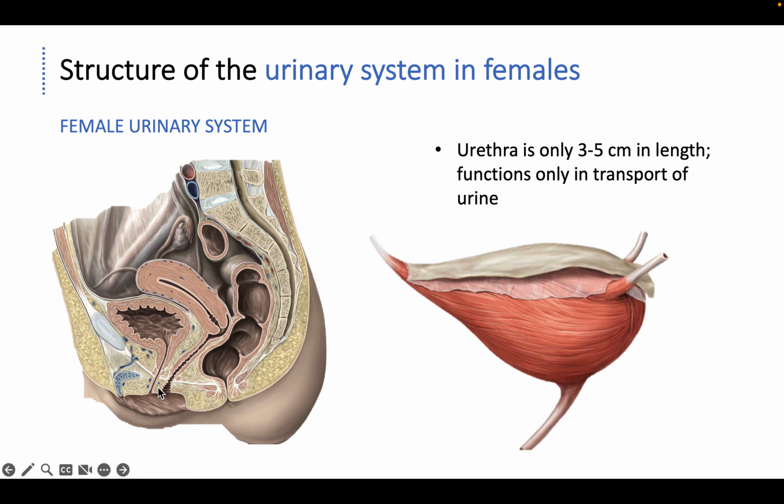bladder through the urethra. Now note here that the external opening of the urethra versus the internal opening of the urethra are relatively close together. So it's a relatively short urethra in females, whereas in males we'll see it's a bit longer, and this has some different implications, right? So here's the bladder in a female, here are the ureters coming in, and then here's the urethra as it would be leaving here, right?